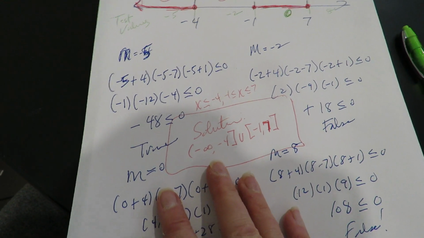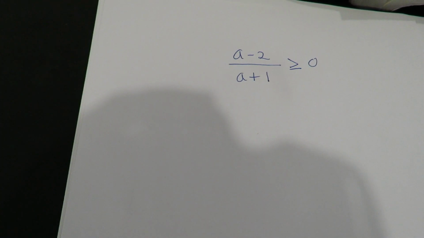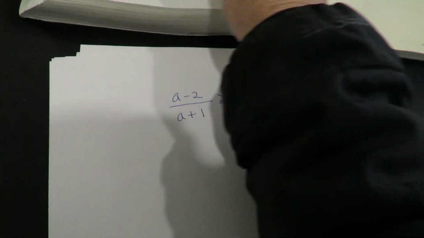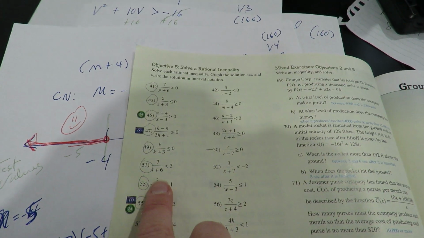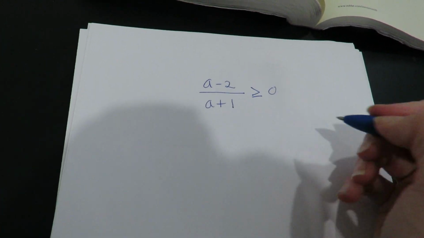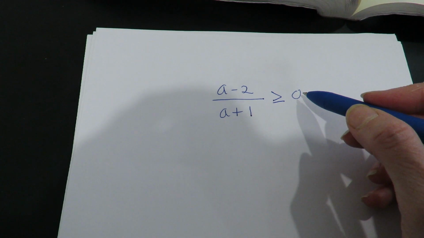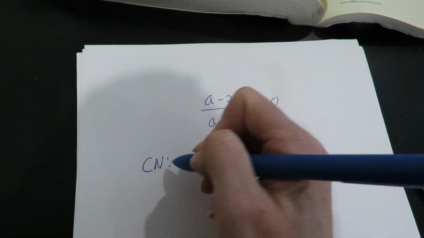Okay, gang, that's it on this one. Let me see if I can just get this last one in, because this is really it. This is all the varieties. So at the very end of the homework, you're going to do these fraction ones. And the fraction ones are the most challenging. So the first thing to do, the critical numbers, is where it's equal to 0.